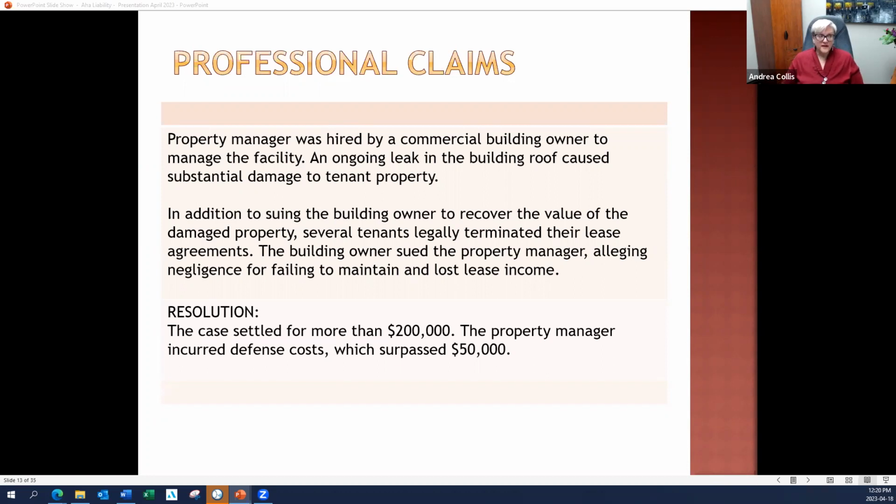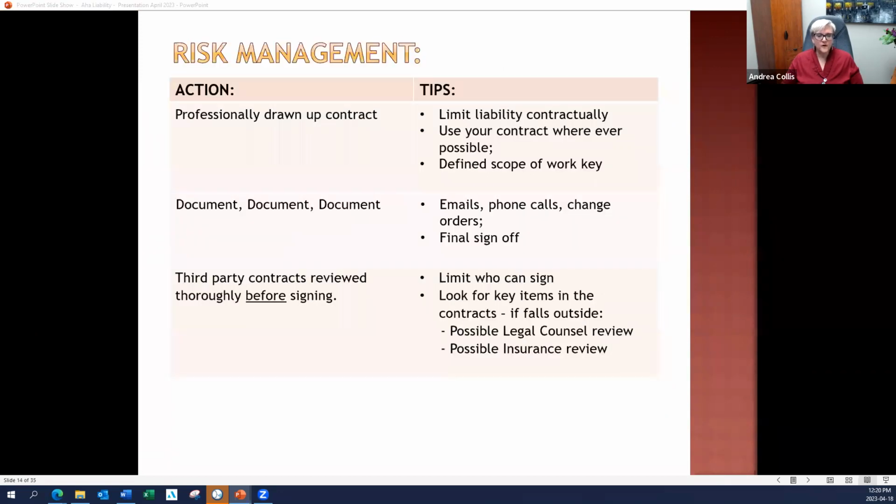So the big topic here is risk management. And this is a really important area that actually will apply to everything else that we're going to talk about today as well. So one of the most important things that I think is a professionally drawn up contract. This is really key to everything that you do in your business, and it's so important. So my recommendation is that you spend the money up front for a good lawyer to draw up a good contract, ideally limiting your company's liability wherever possible.